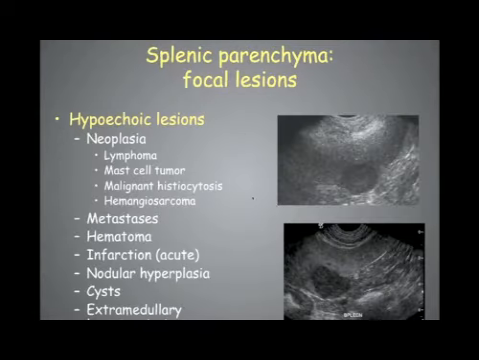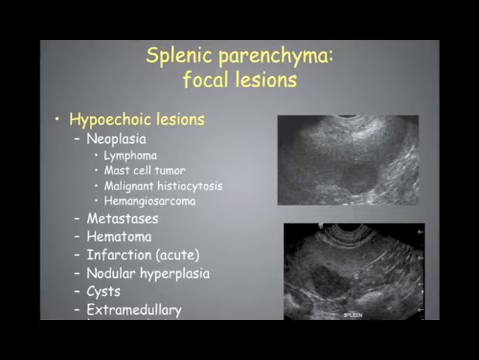Then in the splenic parenchyma we can have focal lesions. So it will be mostly hypoechoic lesions that are really commonly found in the spleen of dogs. For example, it can often be an incidental finding, but those hypoechoic lesions are very frequent, and as we can see, there is a very long list of differential diagnoses. So they can be neoplastic, with lymphoma, mast cell tumors, malignant histiocytosis, hemangiosarcoma.